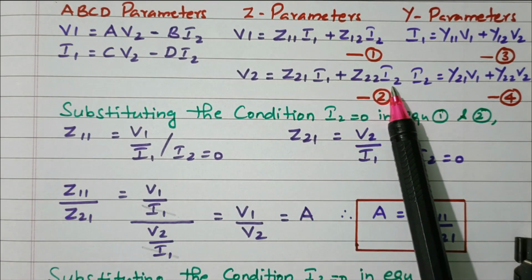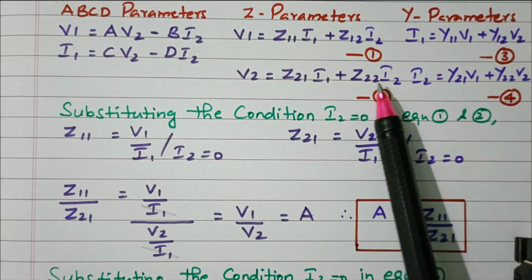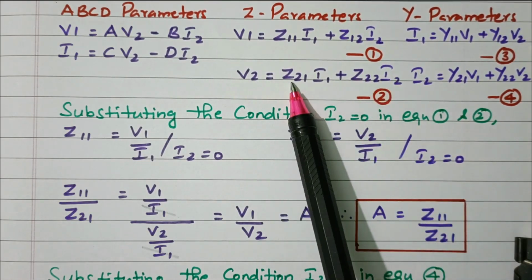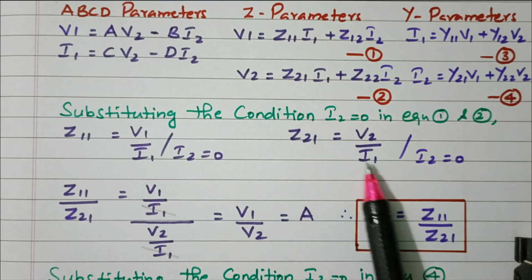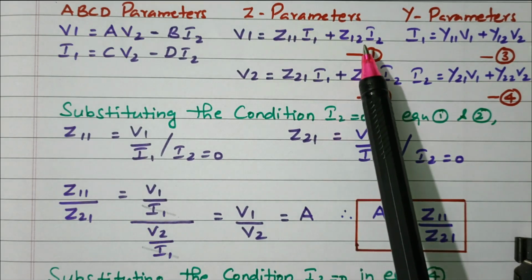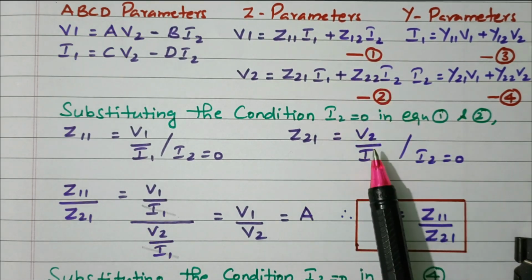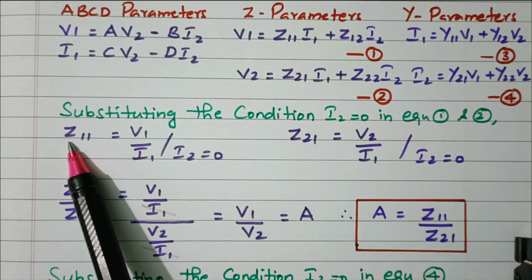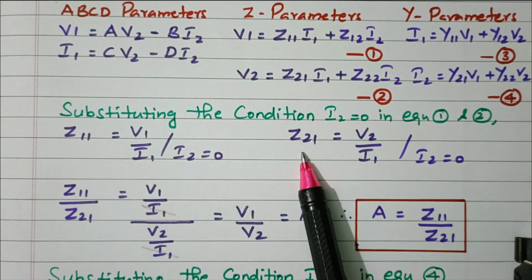Similarly in equation 2, I2 is 0, so this term becomes 0. So that Z21 is V2 by I1 by making I2 equal to 0. So I2 is substituted 0 in equation 1 and 2, so that we are able to find the Z11 and Z21.